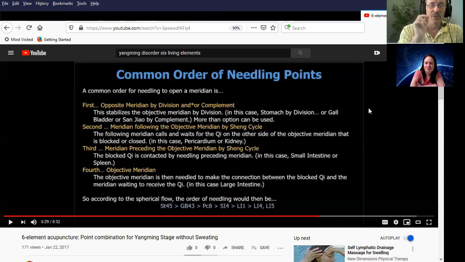Now, if you don't do it in this order, it won't have the same effect. If you start with a large intestine meridian, you may simply be increasing the blockage. See that? You have to create this environment around the blockage so that the energy wants to move through the blockage.